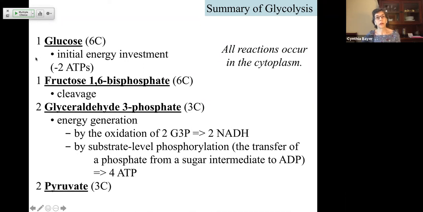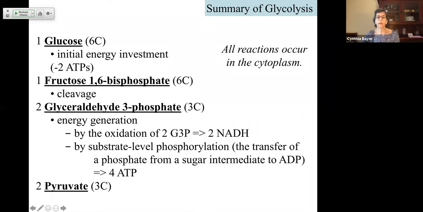So again, we're starting in our first stage. We have 1 6-carbon glucose. The initial energy investment stage requires the hydrolysis of ATP. So we're going to use 2 ATPs to be able to form fructose 1,6-bisphosphate, still 6-carbon, which will be cleaved into 2 molecules of glyceraldehyde 3-phosphate, a 3-carbon sugar.